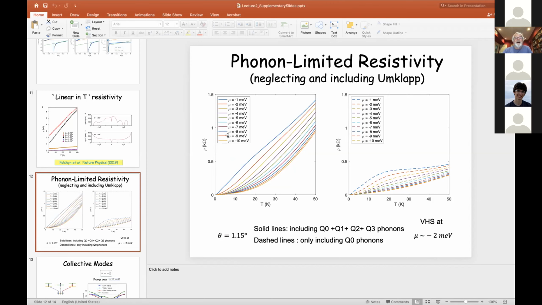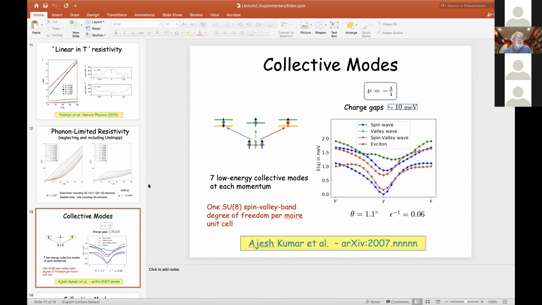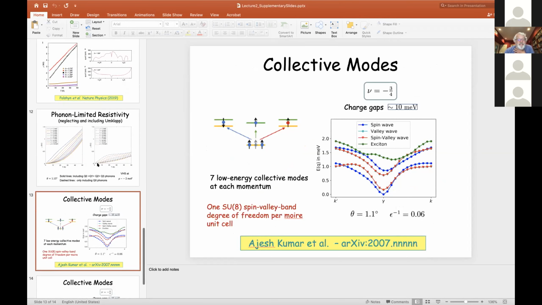And this is for some band structure model. One of the lessons of my talk is that there maybe is some uncertainty of what the right band structure model is when you include interaction dressings in particular. But except for very close to the neutrality Dirac point, the resistivity that you calculate from phonons is much smaller and is not a linear function of temperature. So I don't think that's what people are seeing over a very, very broad range of band filling factors and near the magic angle.